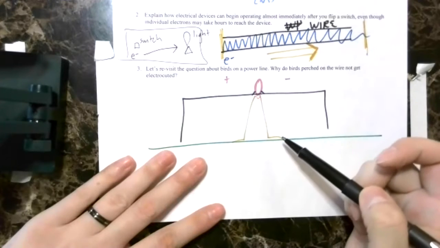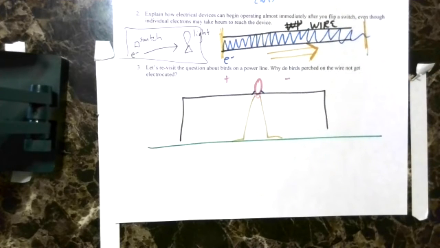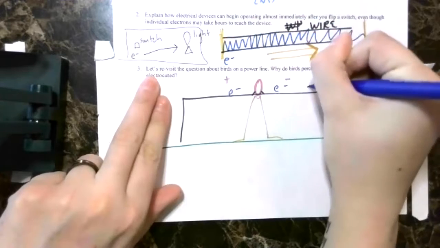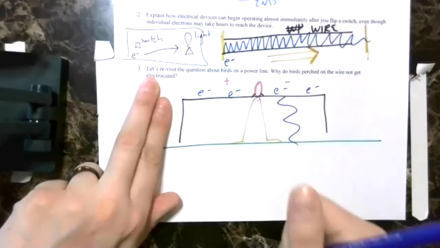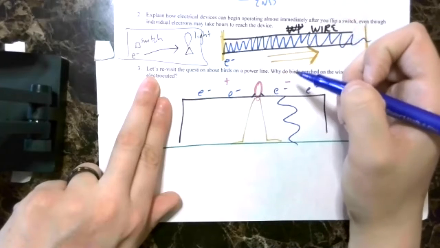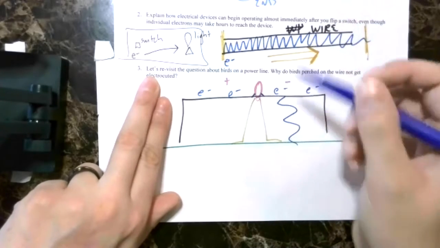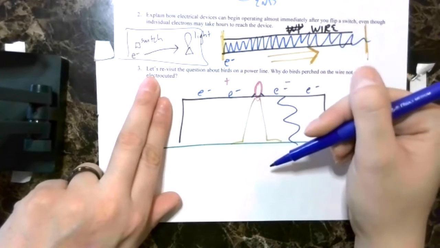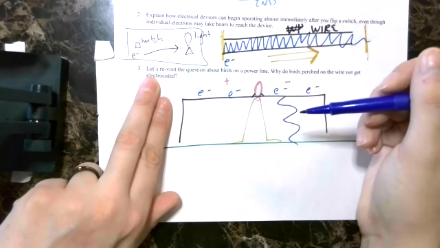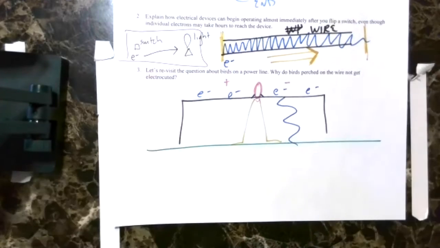But if the bird touches the ground, you can imagine that all these electrons in the power line, there's now a flow of charge from one end to the other, from the power line to the ground. So once the bird basically makes a complete circuit, once it connects to the ground, then it turns into a crispy chicken nugget.